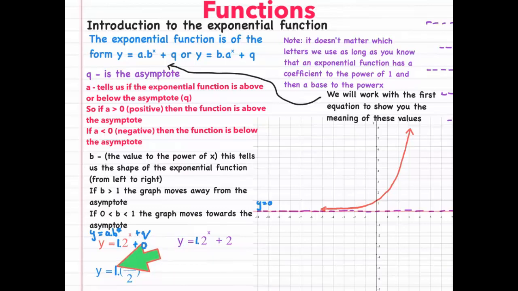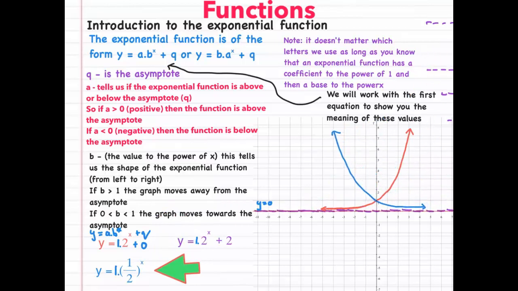So there we have a, which is a 1, and when a is greater than 0, when a is positive, then the function is above the asymptote. Okay, so we know that this function will be above the asymptote. But now, look at b. b is a half, because that is the base that has the power of x. And if b is greater than 0 but less than 1, in other words, it's a fraction, then the graph moves towards the asymptote.